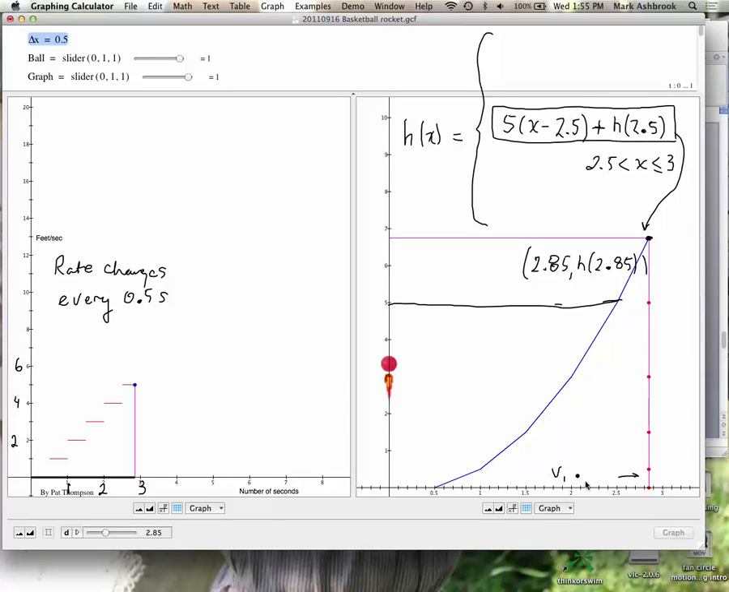velocity 1 times the first change in x, or 0.5, velocity 2. This is actually velocity 2. Velocity 1 is 0, so velocity 1 in the first half second is 0. So this is actually 2, and then 3. So this total h value at 2.5, you can think of it as delta h1 plus delta h2, and each of those delta h's can be computed by k delta x. In this case, k is velocity.